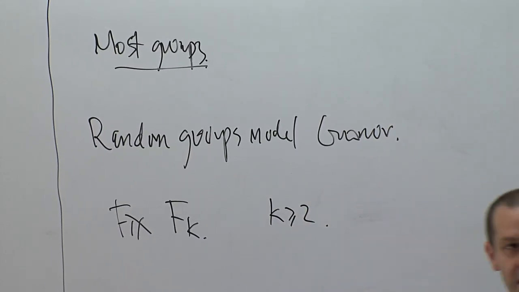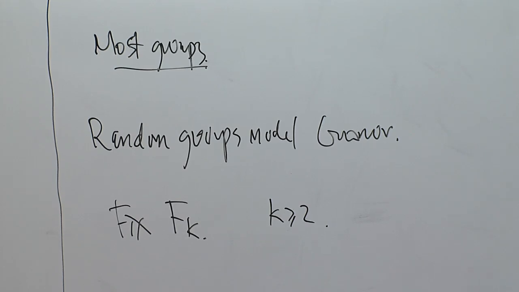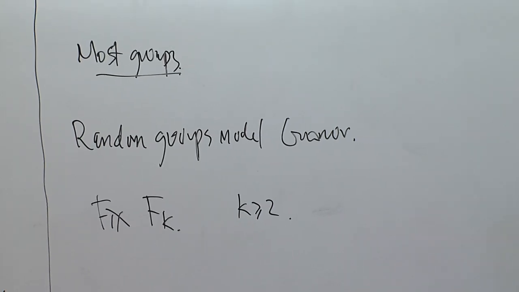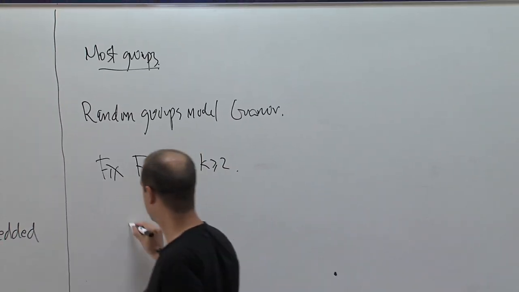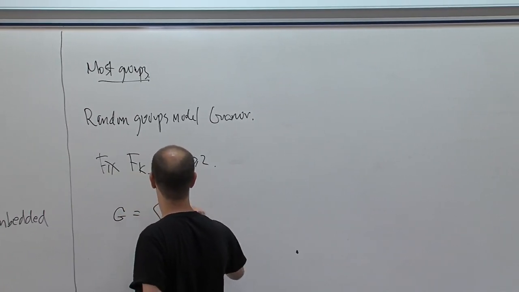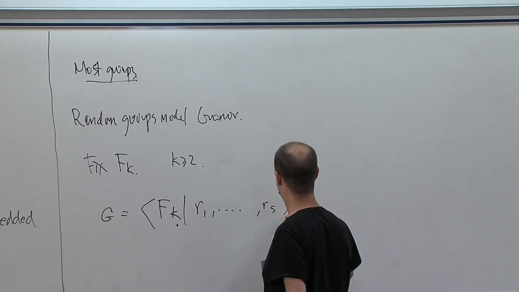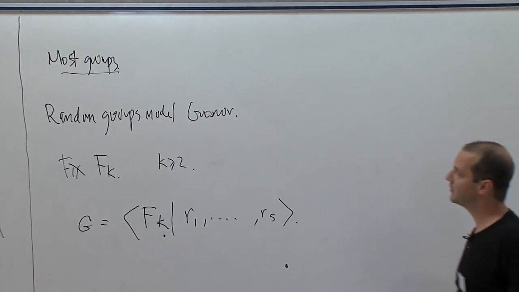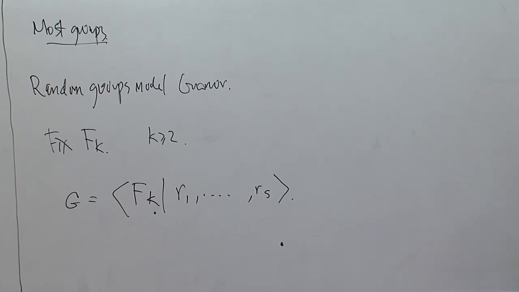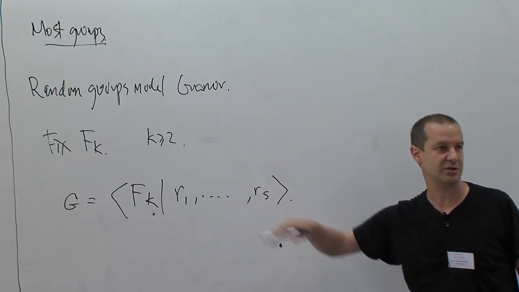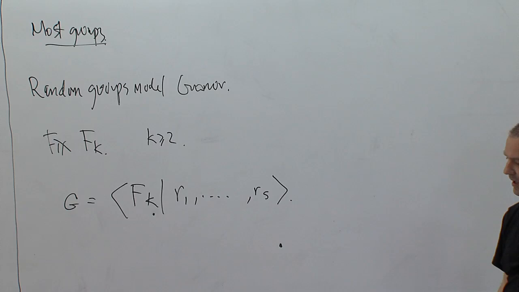You fix some free group of finite rank at least 2. These are going to be the generators, and you fix the generators. Then you've got a group which is given by these generators together with a bunch of relations. The random groups model is a model, a kind of law, for how to choose the relations. And there are a couple of parameters in the model.